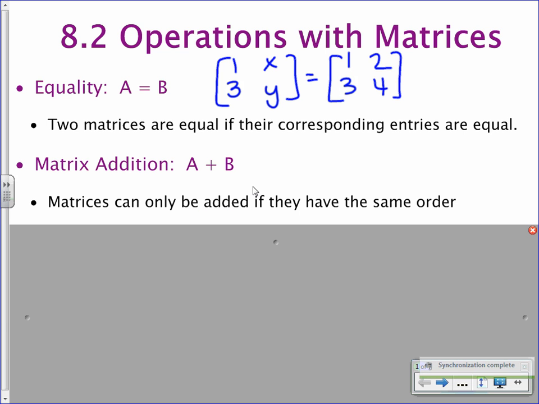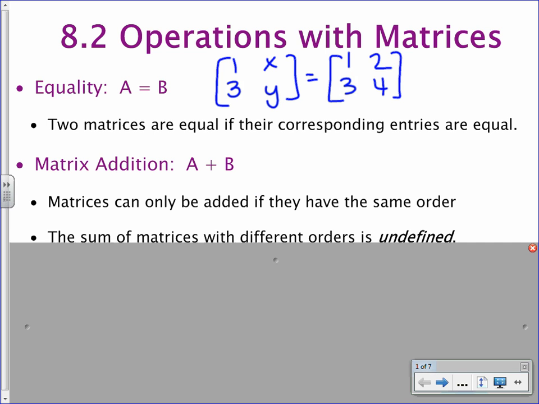We can only add or subtract if our matrices have the same order. If they do not have the same order, we say that the sum is undefined. So if I give you two matrices to add together and they do not have the same order, you're going to tell me that it's undefined.